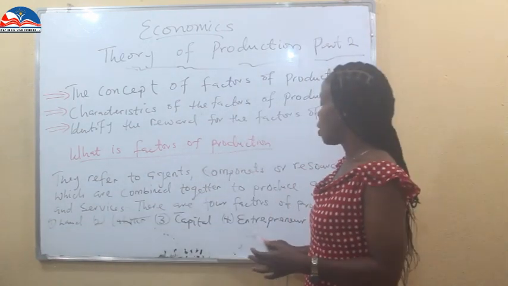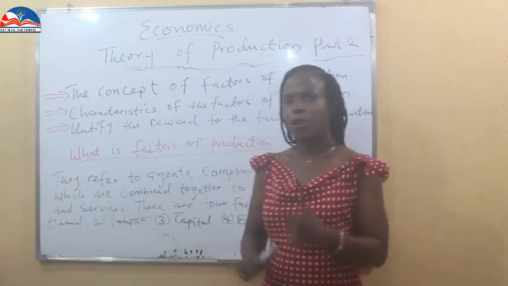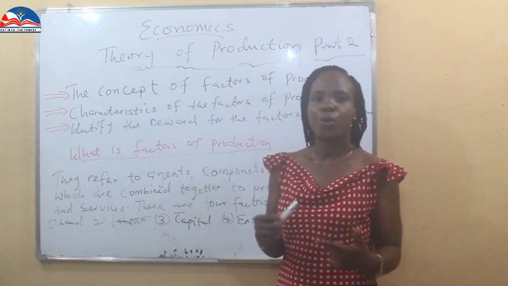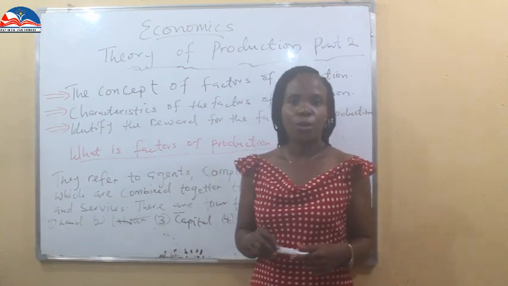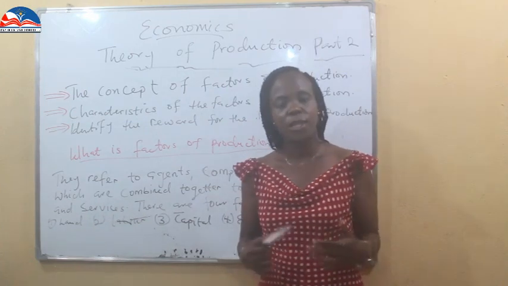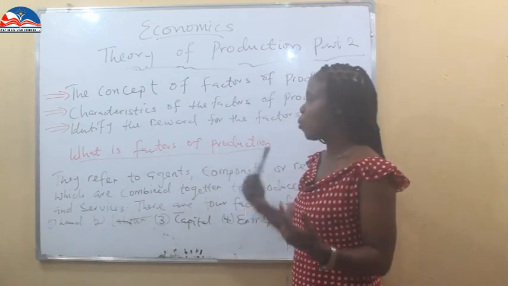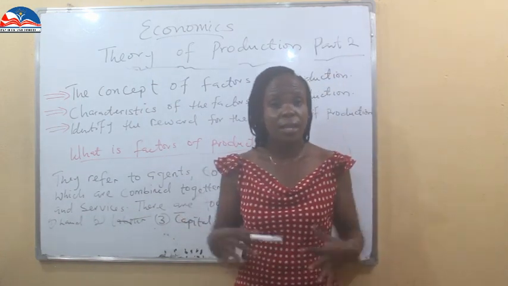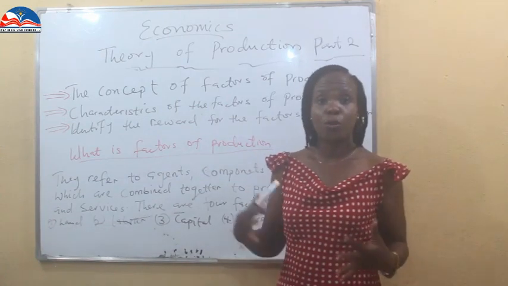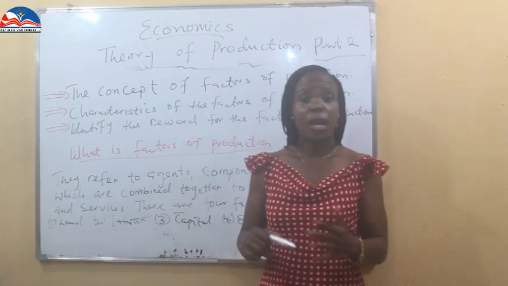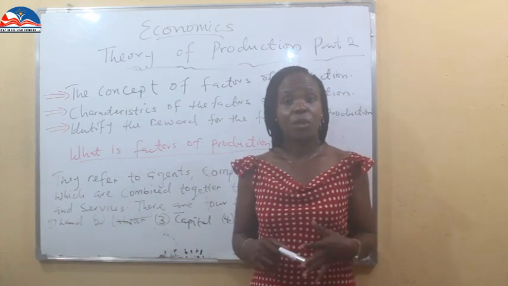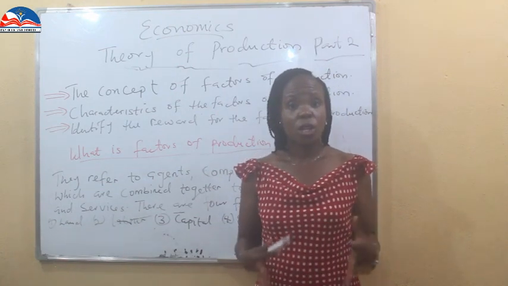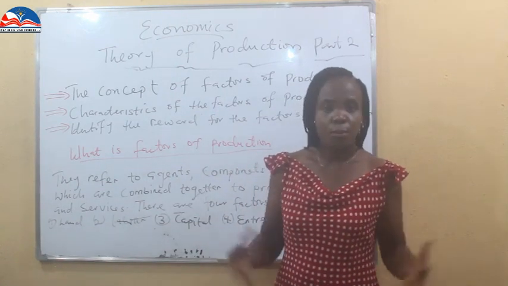Land, labor, capital, entrepreneur. If you have been following me on my commerce class, you know I've dealt with production and the factors of production. I'll put the link below so that you can watch that video. By the time you watch this, it will be clearer. So the factors of production refer to agents, components, things that come together to make the production of goods and services possible. All of these factors have to come together to make production possible.